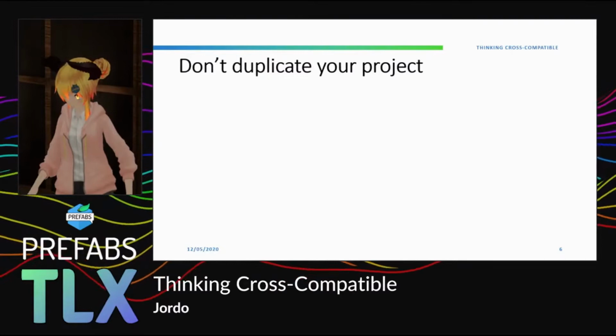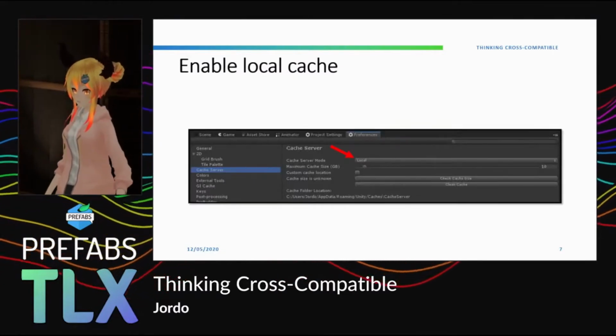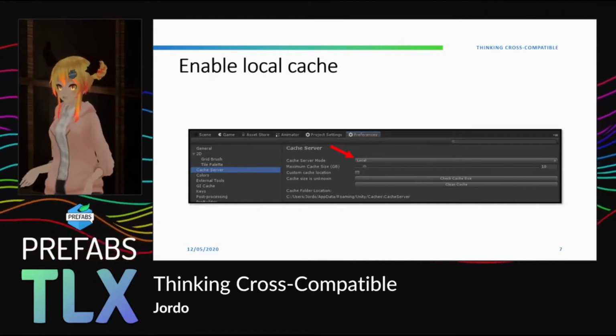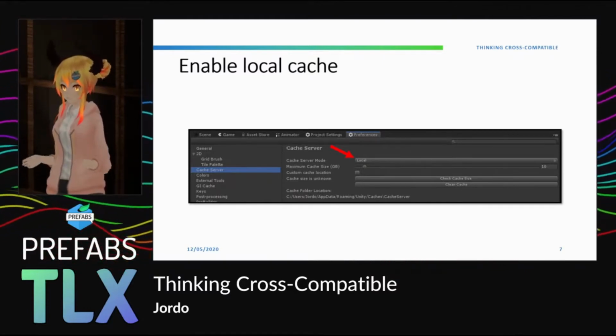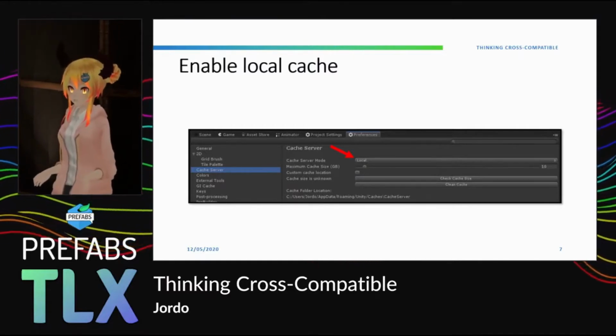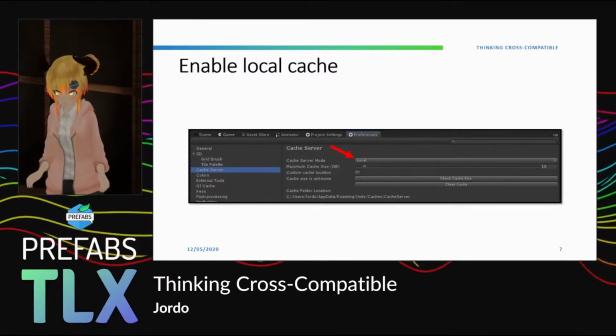And that is using the local cache. So the issue is that switching from PC to Quest takes a long time, but Unity actually has a solution built in for that, which is the local cache. And the cache server has an option to be local, so it's on your computer, and it just works.